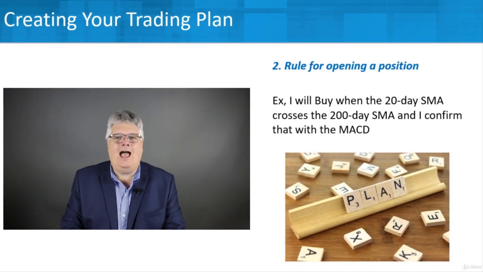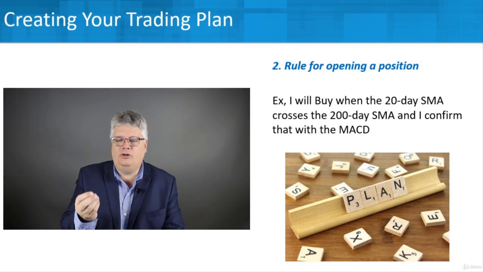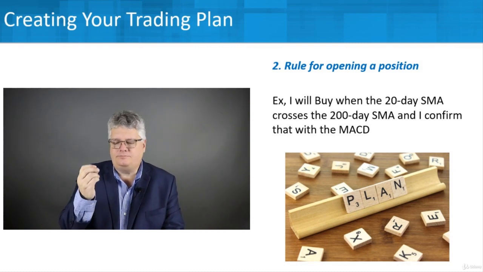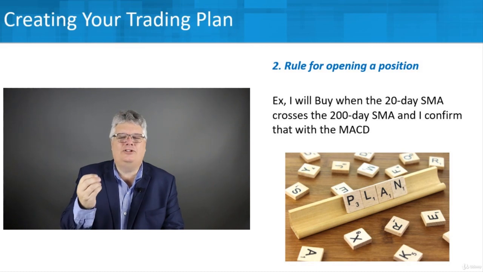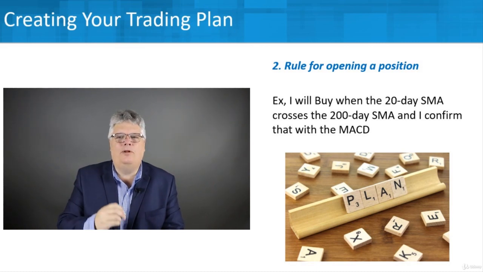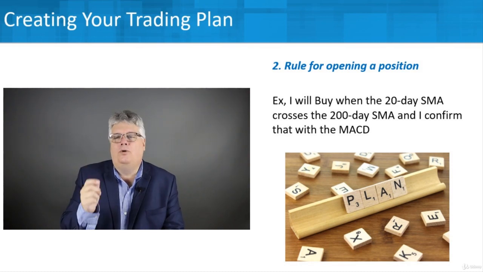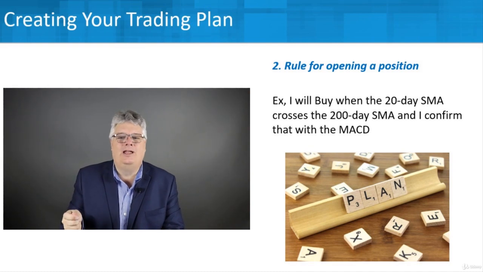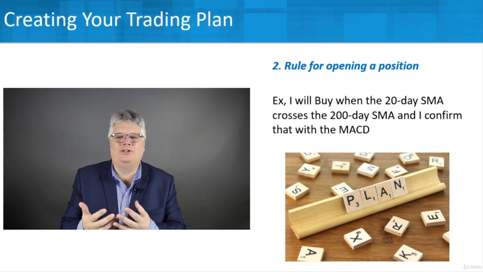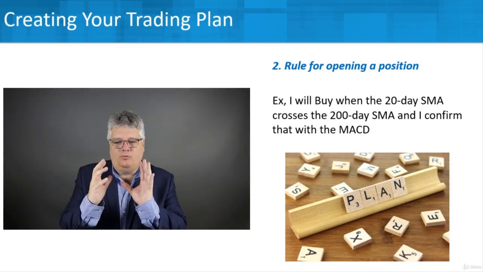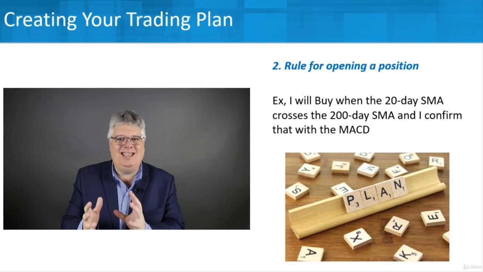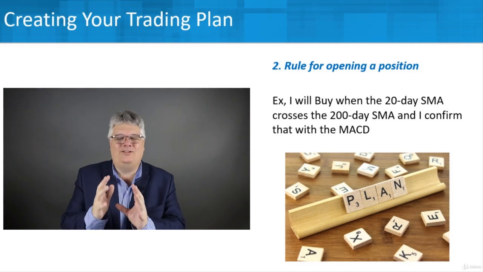Number 2, have a rule for opening a position, basically your buying position. What are you going to do? What are the criteria, what are your primary and secondary indicators telling you, that says, I'm going to open a position when this happens? For example, it might be, I will buy when the 20-day simple moving average crosses the 200-day simple moving average, and I confirm that with the MACD, moving average convergence and divergence, right? So that's the rule, right? It has to meet these things in order to buy. So that's part of my plan.